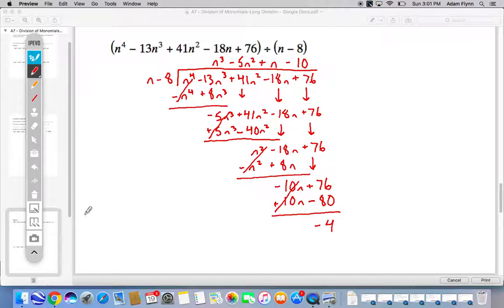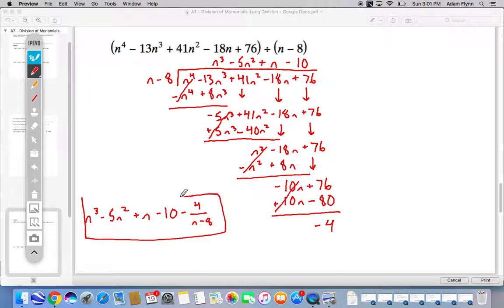So now I know I can write my solution as n cubed minus 5n squared plus n minus 10 minus 4 over n minus 8. Final answer. Pause the video if you need more time. I know they look complicated, but they really aren't. You just have to take it one step at a time, and you'll be all set.